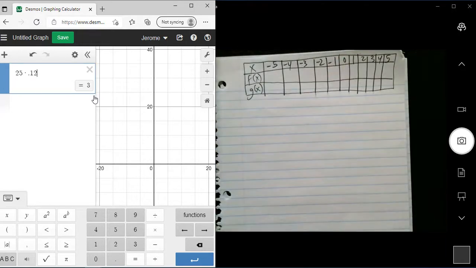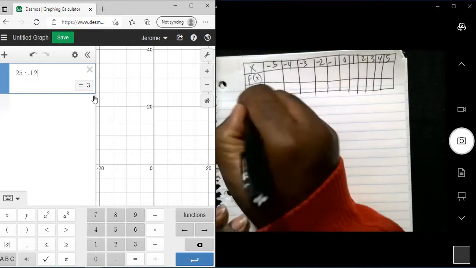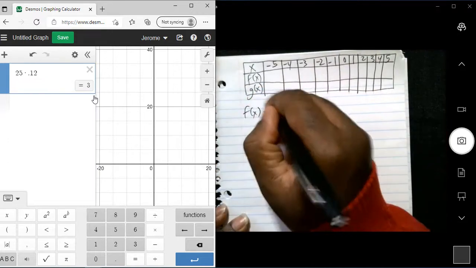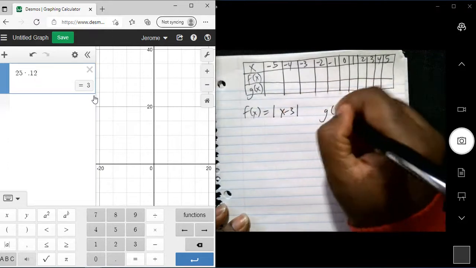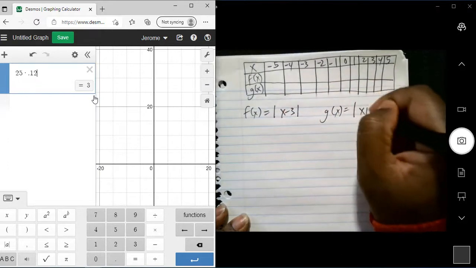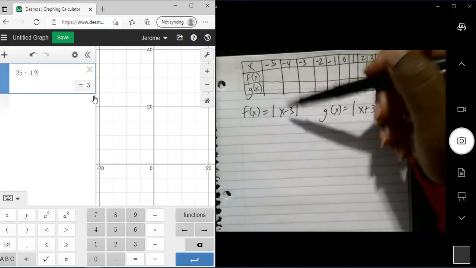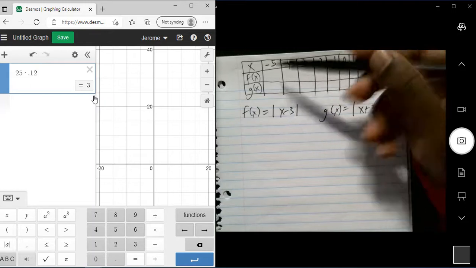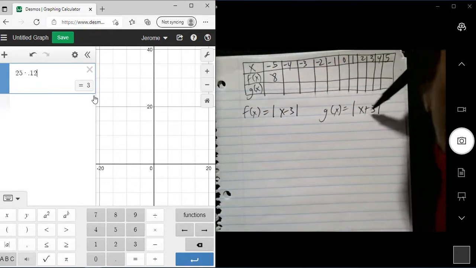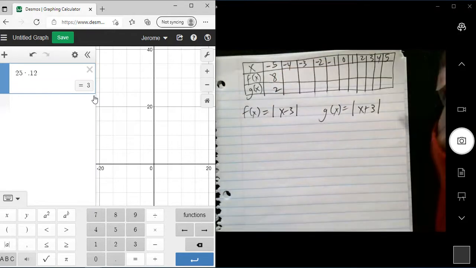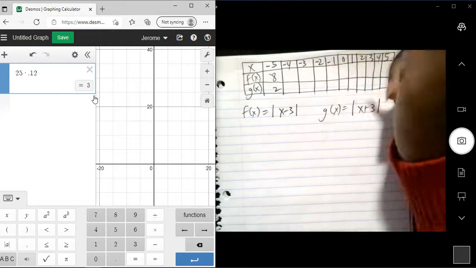All right. So the formula, let me write the formulas down here. F of x is equal to the absolute value of x minus 3. And then g of x is equal to the absolute value of x plus 3. Now, if we substitute in -5, this will give us -8, which will give us +8. We substitute in -5 here, this will give us -2, which is +2. And then as we substitute in all of these values, we will get these values here.